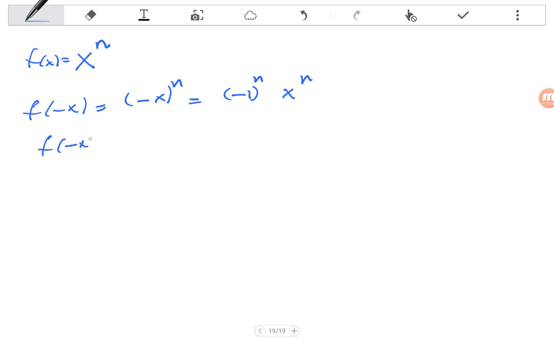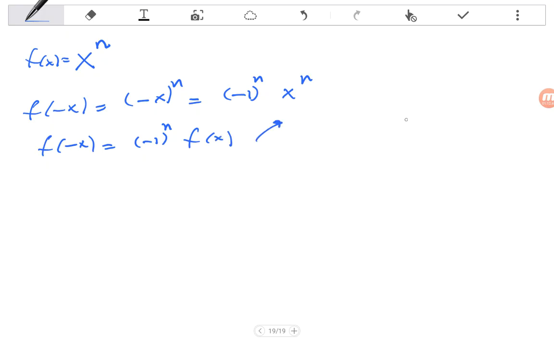For any power function x to the power n, can we make a general rule for even and odd functions? Yes. This is f of x. f of minus x is just equal to negative x, all to the power n. And we learned from the rules of exponents that this will be negative 1 to the power n, times x to the power n. Which means that f of minus x will be negative 1 to the power n times f of x.